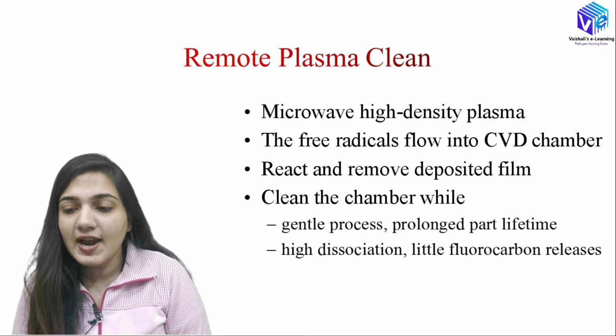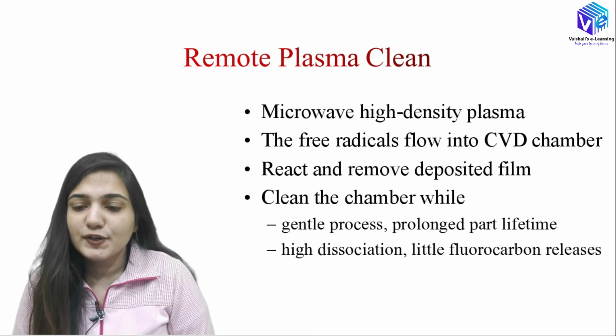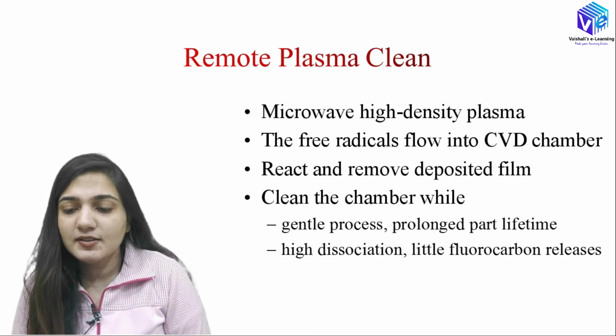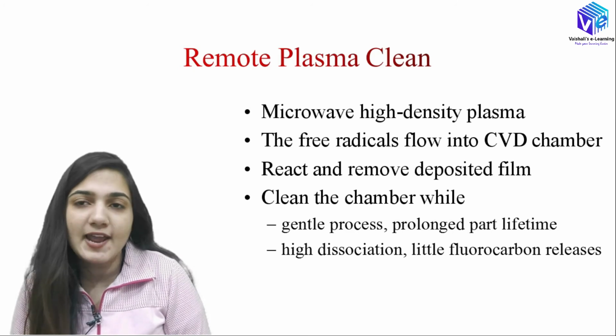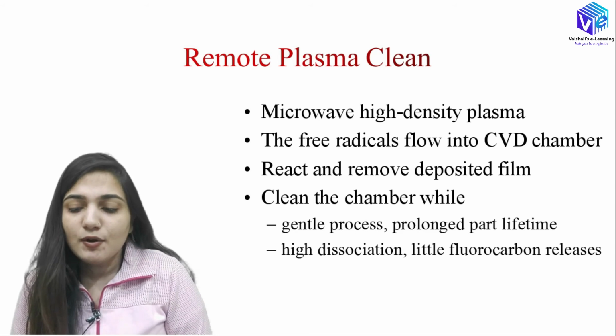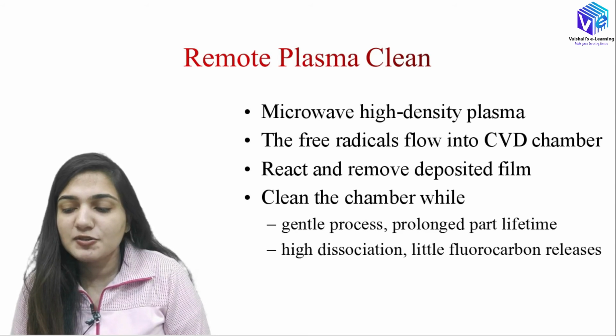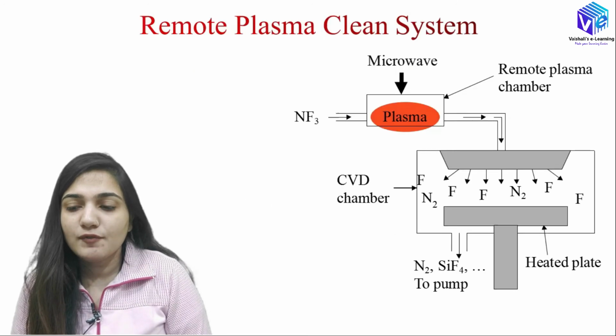So we have the high density plasma. I have already told you about the high density plasma. The free radicals flow into the chemical vapor deposition chamber and they react and remove the deposited film, and this is how we are cleaning the chamber. Okay, so it is a gentle process. We will have a prolonged lifetime for the chamber. If I have higher dissociation, which means fewer fluorocarbons will be released. Whenever I am using it, I should use it with the utmost care.